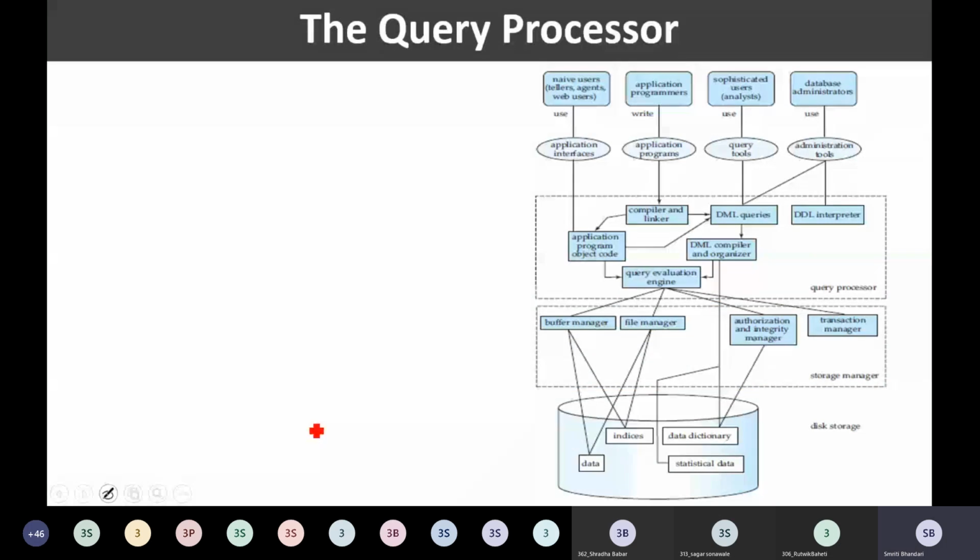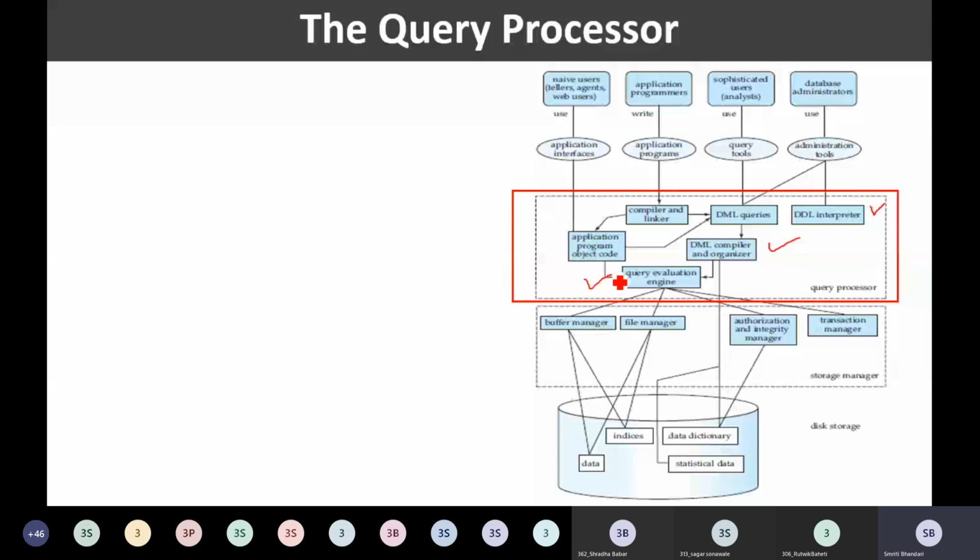So in our database system architecture, we are having this functional component, the query processor. And the query processor actually comprises several other subcomponents. So let us see three important subcomponents here, and these are the DDL interpreter, right? Then the DML compiler and the query evaluation engine.